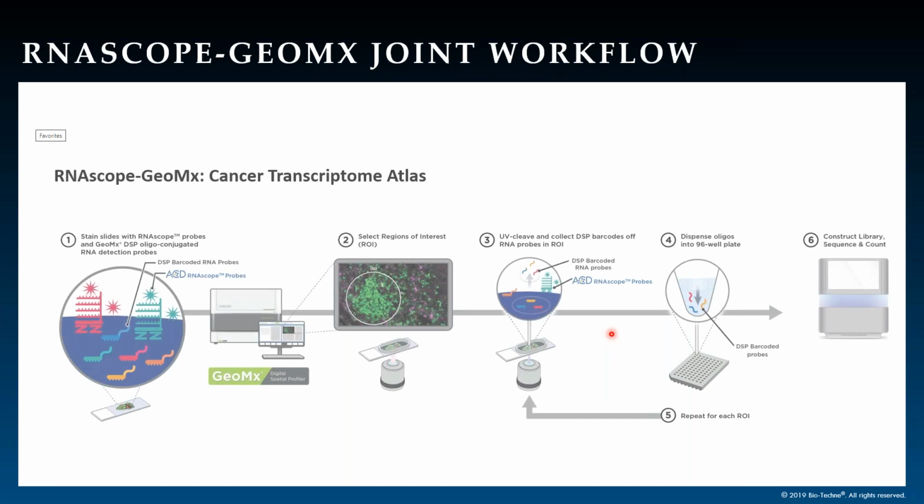So here's how the workflow looks. You identify targets of interest and probe them on your tumor. Based on the expression pattern, you will illuminate specific regions within the tumor using the DSP, and only these regions will be profiled for gene expression analysis, and based on the expression pattern, they can be further validated using RNAscope.